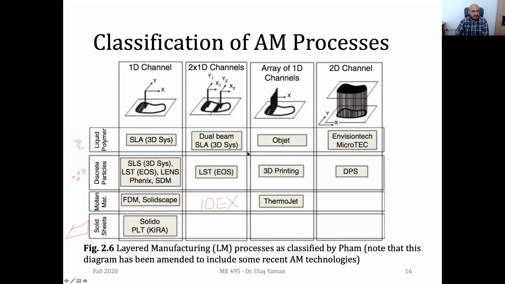Any questions, guys, up to this point? Anything you want to point out? Some of you may be familiar with some technologies listed in this table.